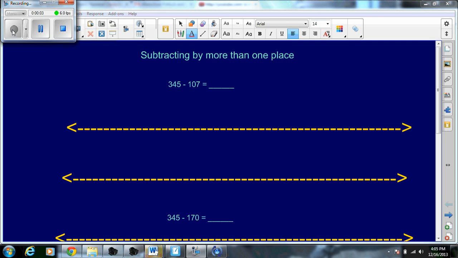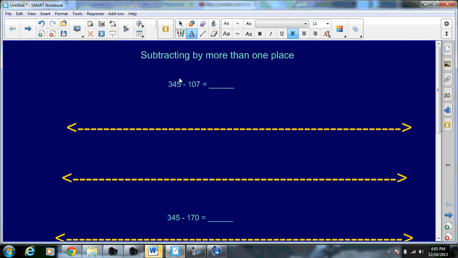Hi, today we are subtracting by more than one place. In this first problem here, we have 345 minus 107. The very first thing we want to do is circle the number that we are going to start with. Since we are subtracting, we are starting on this side of the number line. So we're going to start with 345.